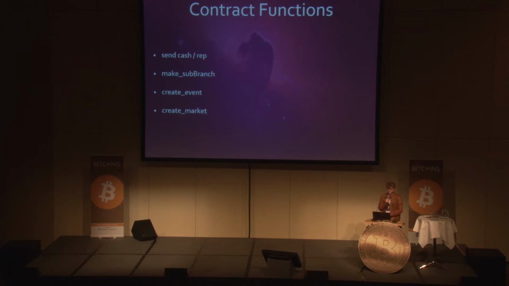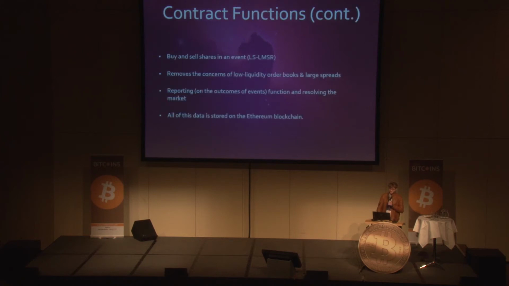And so our contract has a few functions. You can send money around. You can send reputation around as well. You can make a branch or a separate subject. You can make events. You can add those events to markets. You can buy and sell shares in the events. And finally, you can report on the events.